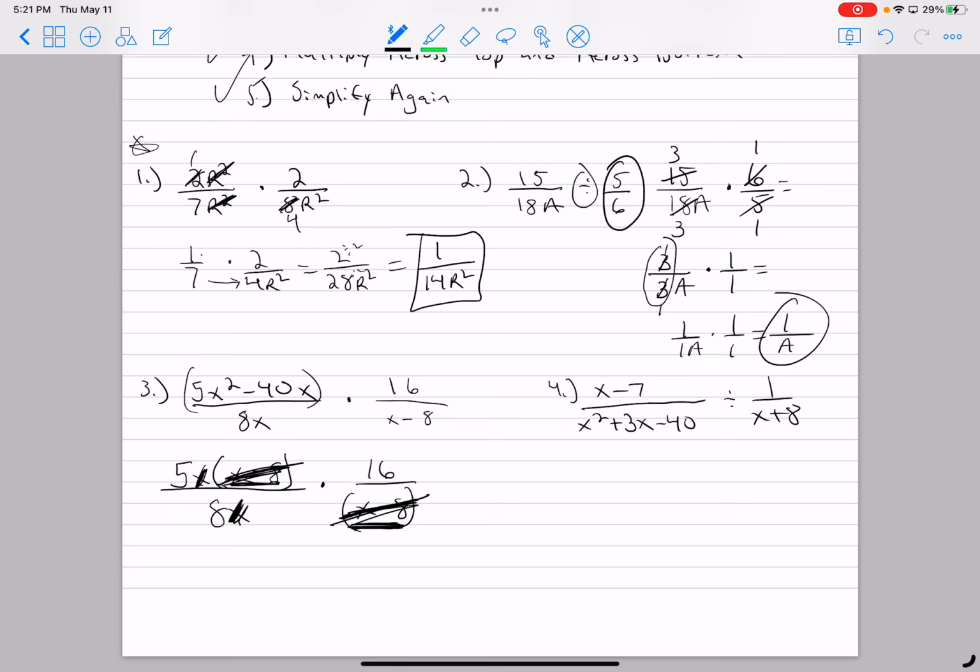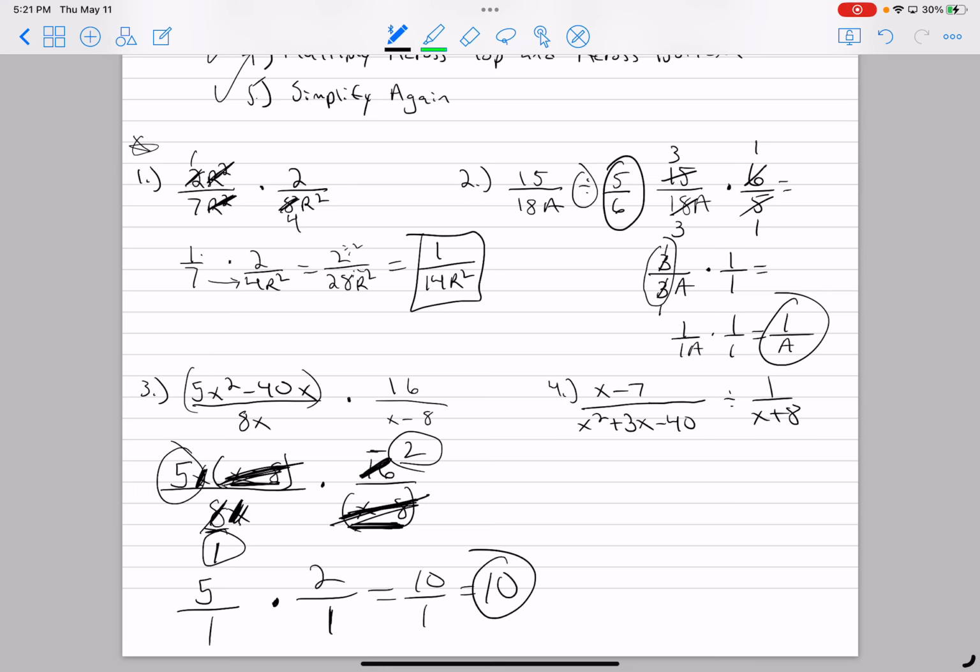Top and bottom. Now I also see I have an 8 and a 16 that I could cancel. 8 divided by 8 is 1. 16 divided by 8 is 2. So what am I actually left with? 5 over 1. All that's left up here is this 5. All that's left down here is this 1. Times, all that's left over here was this 2. And all that's left over here was nothing. So when I don't have anything, I put a 1. And look, what does this become? 5 times 2 is 10. 10 over 1 is 10.